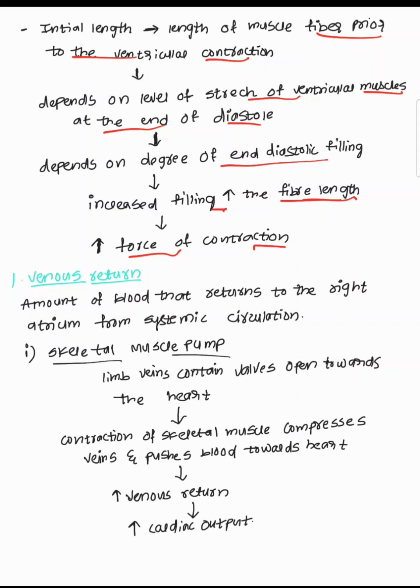The blood from the veins reaching the right atrium is called venous return. The amount of blood that returns to the right atrium from the systemic circulation is called venous return. Venous return is affected by the skeletal muscle pump and all the other pumps we will discuss. First is the skeletal muscle pump.